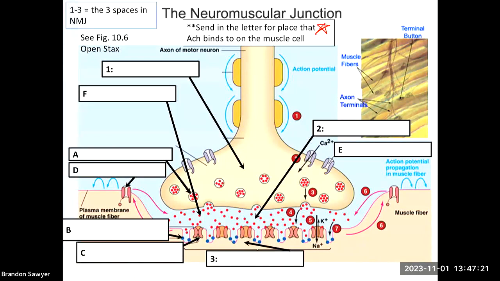All right, so you're sending in your answer to the question on top of the slide. Where does acetylcholine bind to the muscle cell?